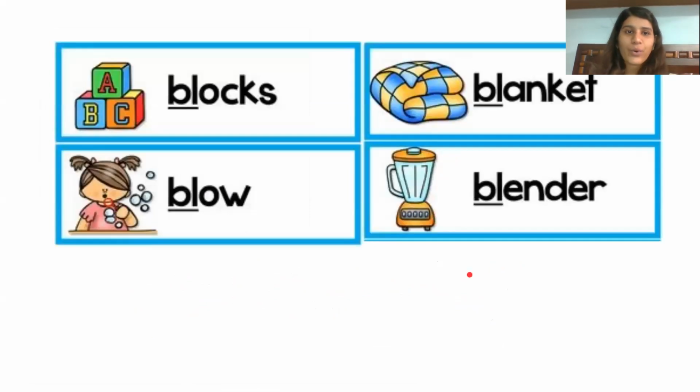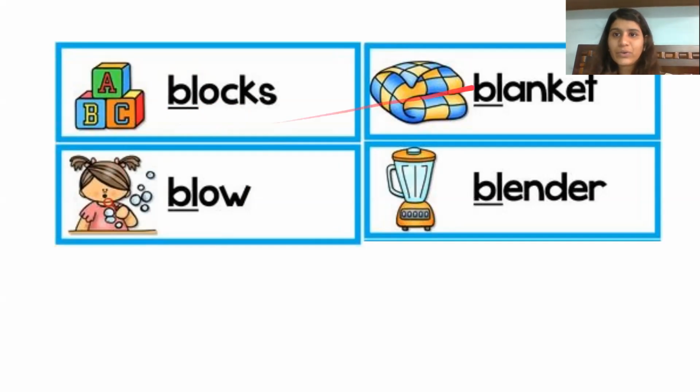So now we have 4 words. Let's try and read them. We know the sound BL makes is bl. So this is bl, ox, blocks. Bl, ox, blocks. Repeat. Bl, ox, blocks.